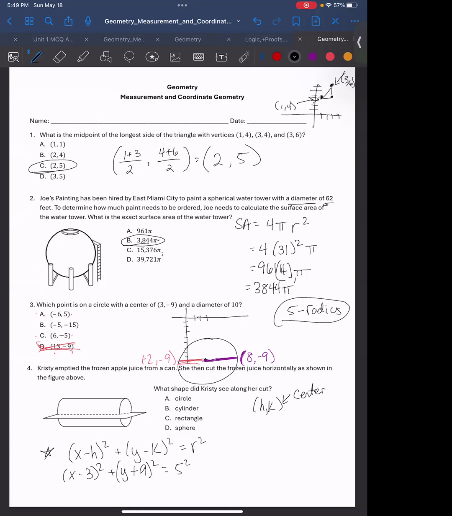So now I'm going to plug in these values and see if it checks out. What do I want to do first, A or C? Make a guess. C? Okay, so we're going to try out C first. C is 6. So 6 minus 3 squared plus -5 plus 9 squared equals, what's 5 squared?